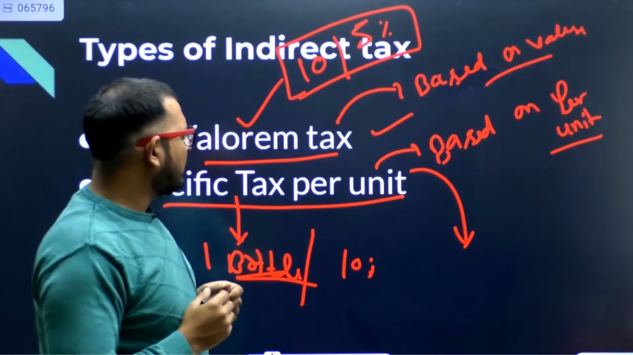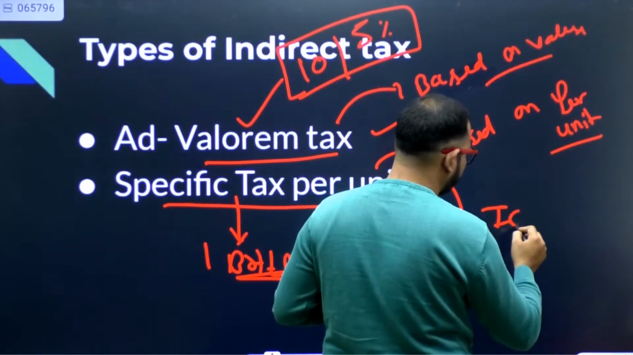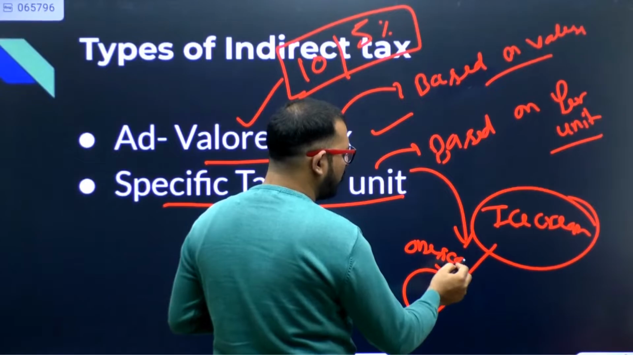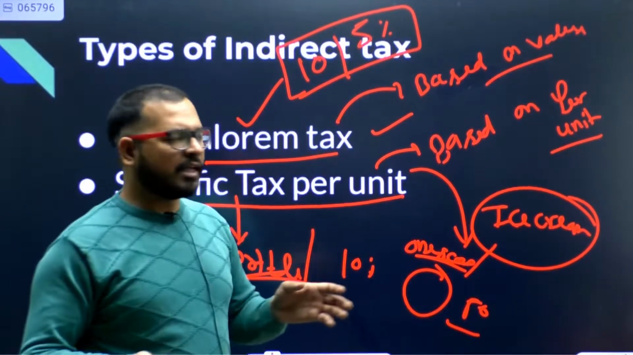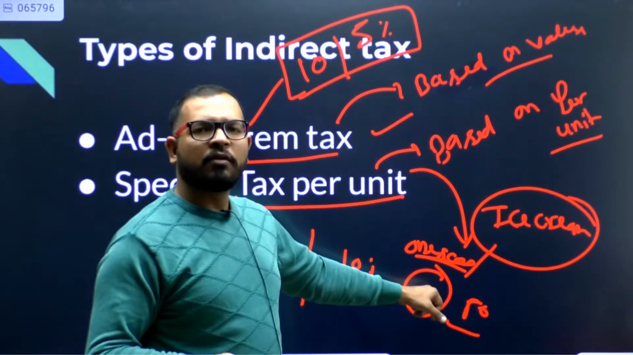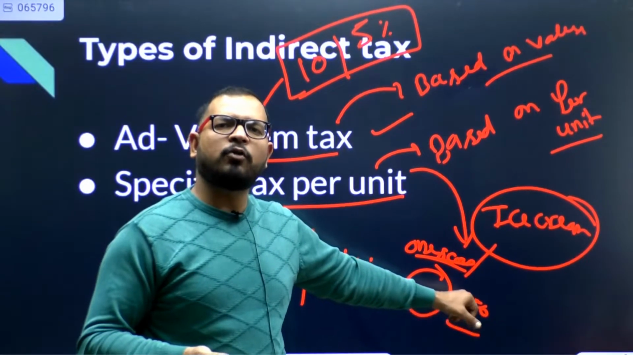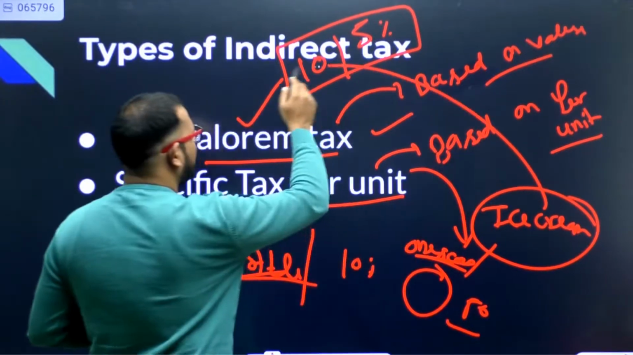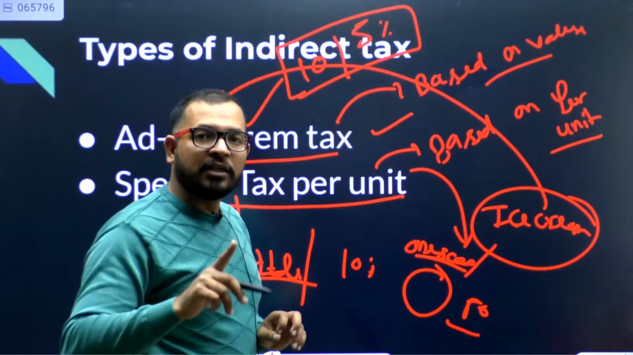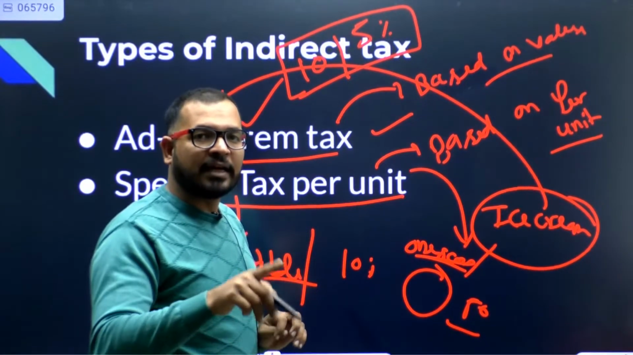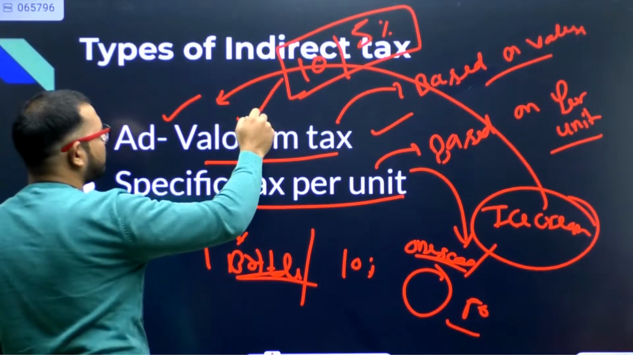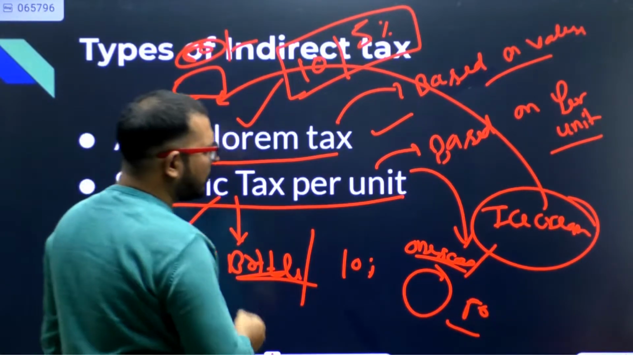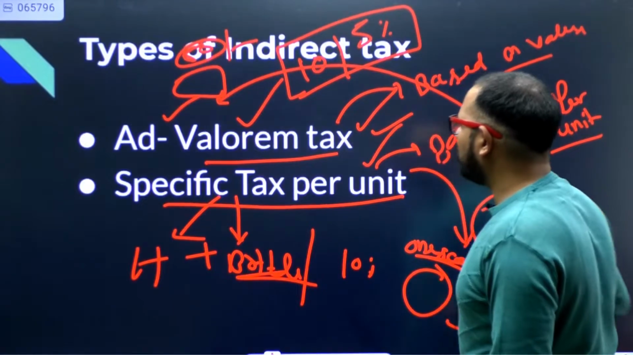Now for example, let's take ice cream. Let's say one scoop of ice cream is 50 rupees, and the government has said, okay, one scoop will be charged 5% or 10% tax. But when I come to ad valorem tax, it will say 10 gram ice cream will be charged this much. So this is the ad valorem tax, where 50 rupees ice cream will be charged this much. And per unit ice cream being charged this much is the specific tax per unit.